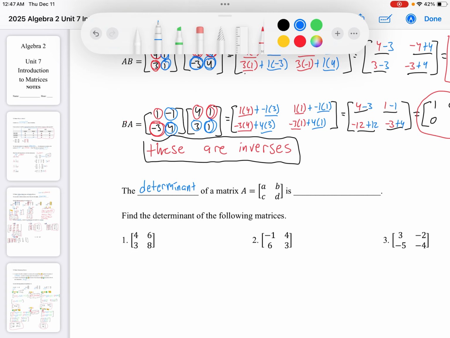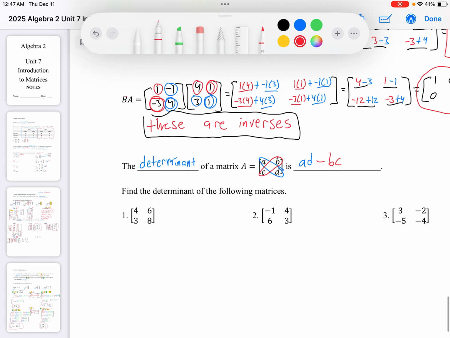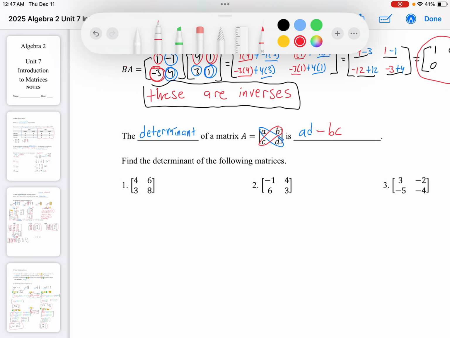So the determinant of a matrix can be found by taking kind of a cross product and finding the difference of that product. So we would take A times D and subtract C times B, or B times C. So to find the determinant, we multiply A times D, and we subtract that by B times C. So let's work through a couple examples of that.